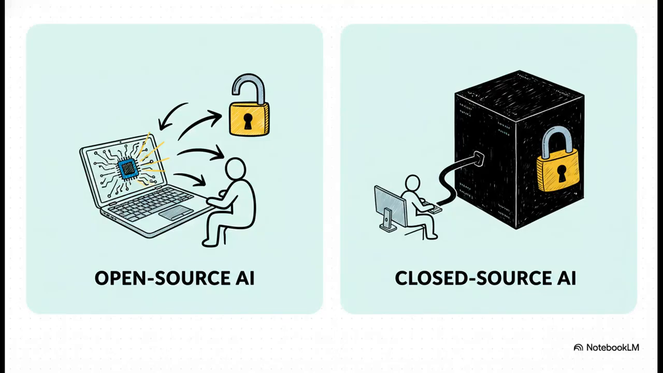With closed-source models like GPT, everything is a black box. You send your private data to their servers through an API, and you get a result back. Open source completely flips that script. You download the model, you run it on your own machine, and you are in total control of your data.